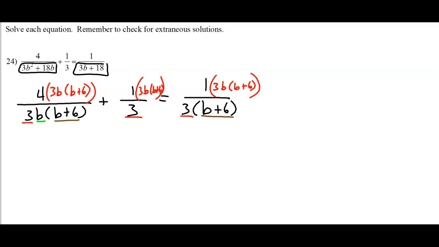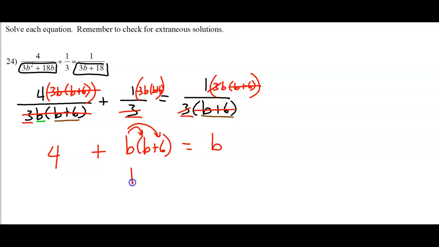And then what we're going to do now is just cancel whatever we can. So this entire thing cancels this entire thing and leaves us with 4. Here, only the 3's cancel out, and that leaves us with a b and a b plus 6. Here, the 3's cancel out and the b plus 6's cancel out, but I'm still left with a b. All right. So we're going to distribute here. I hate it when there's 6's and b's. They look the same.